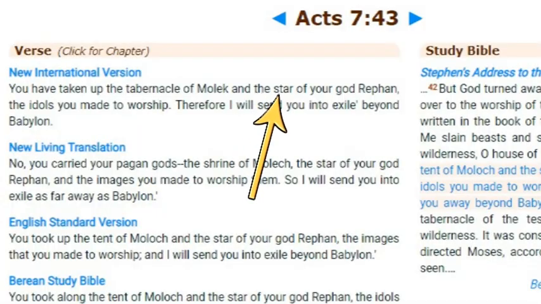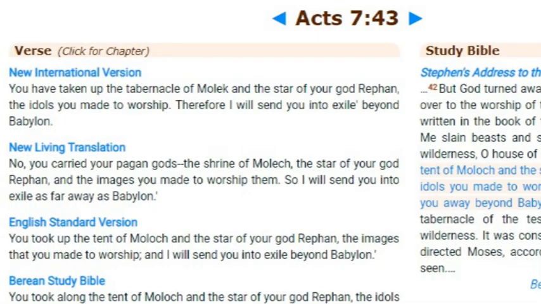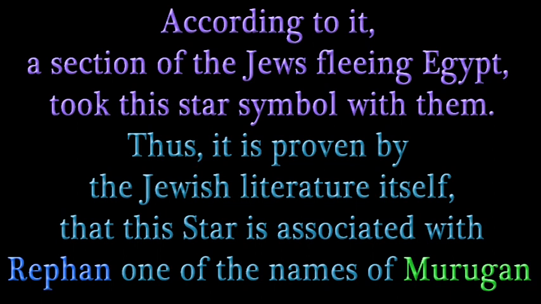It is this Arappan that is referred to in the Acts of the Apostles. Acts 7:43 refers to the star of your God, Rappan. The name Arappan would deform to Rappan. Thus, in the Jewish literature referring to the Exodus, the star is called the star of Rappan. According to it, a section of the Jews fleeing Egypt took this star symbol with them. Thus, it is proven by the Jewish literature itself that the star is associated with Rappan, one of the names of Murugan.